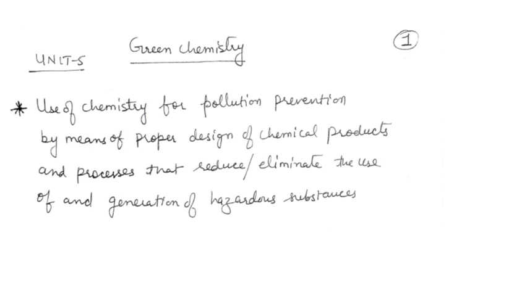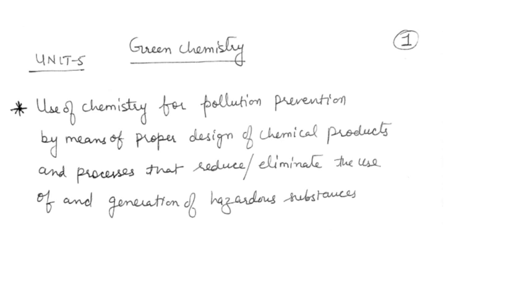So let's start. What do you understand by green chemistry? It is the use of chemistry for pollution prevention, as the word green means environment friendly. So for reducing the pollution, we should use our chemistry in such a way that it should be environment friendly.